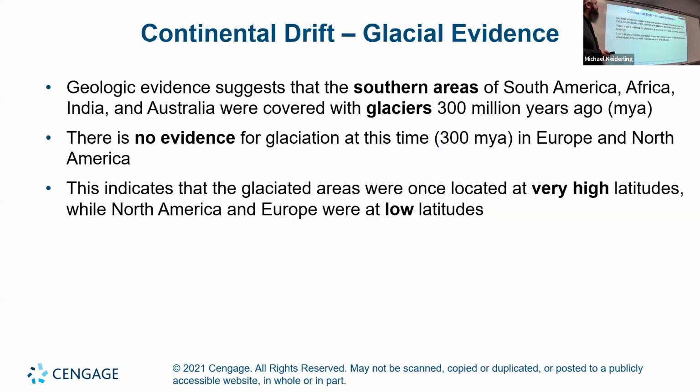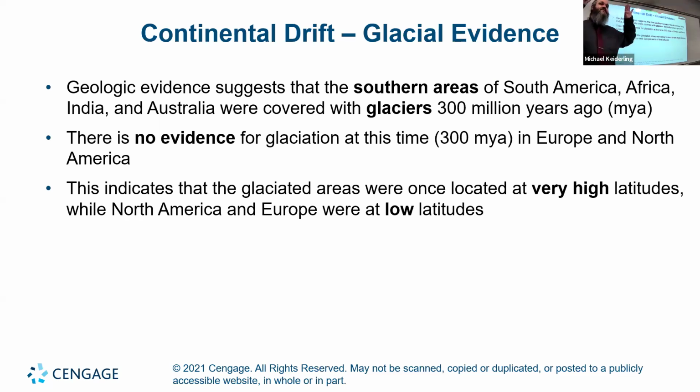And so, lastly, there is glacial evidence. There's geologic evidence that suggests the southern areas of South America, Africa, India, and Australia were all covered with glaciers around 300 million years ago. And there's no evidence for glaciation at this time in Europe and North America, which indicates that the areas that had glaciers then were further from the poles, while the areas that didn't were closer to the equator.